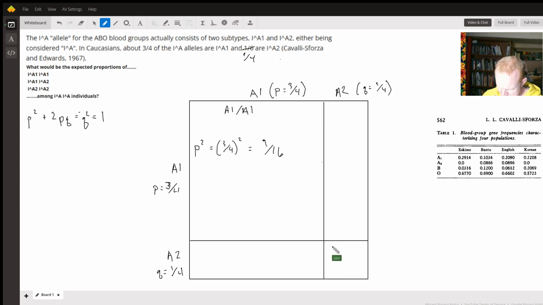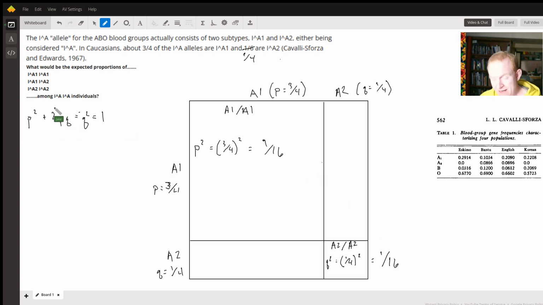Well, Q squared, this is A2, A2. This tiny box here, let's see if you can fit this all in. All right, so this is Q squared equals 1/4 squared, which equals 1/16. All right, so 9/16 are P squared, homozygous A1. 1/16 are homozygous A2. Now, 2PQ. Well, we have 9/16 and 1/16, so that's 6/16 left here.